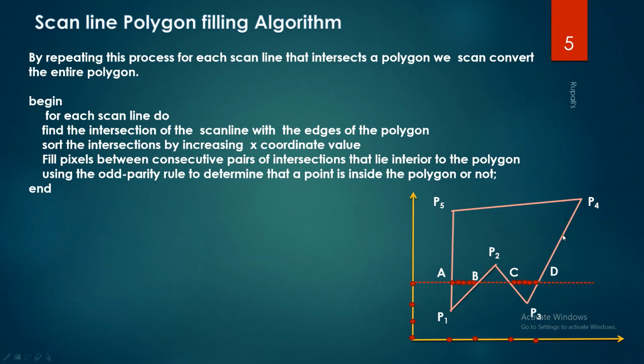Begin. For each scanline, do: find the intersection of the scanline with the edges of the polygon, find the intersections A, B, C, D. Sort the intersections by increasing x coordinate, first A, then B, then C, then D in this way. Fill the pixels between consecutive pairs of intersections that lie interior to the polygon. Fill the pairs using the odd parity rule to determine whether a point is inside the polygon or not. Using the odd parity rule, draw when the parity is odd, do not draw when the parity is even.